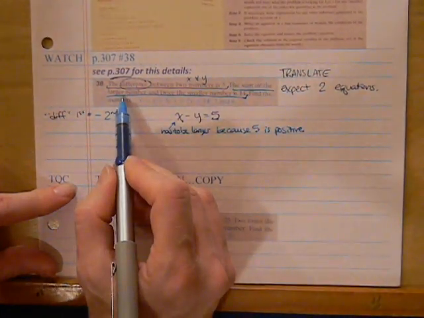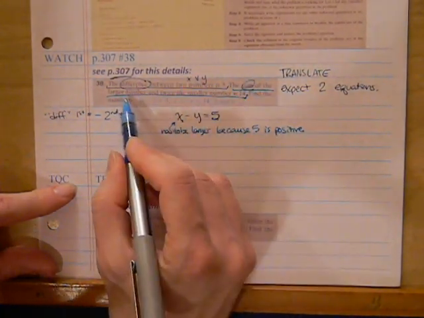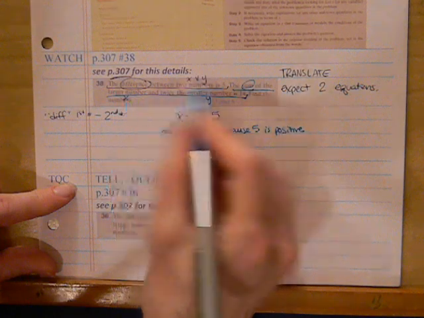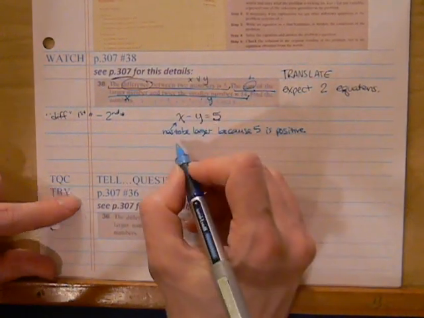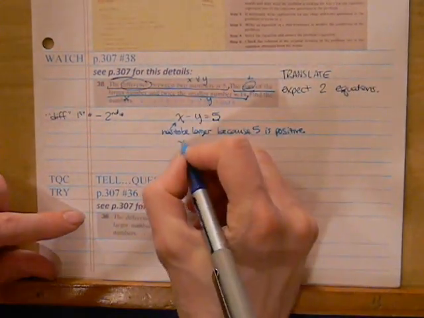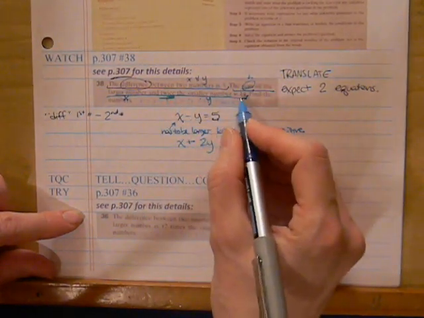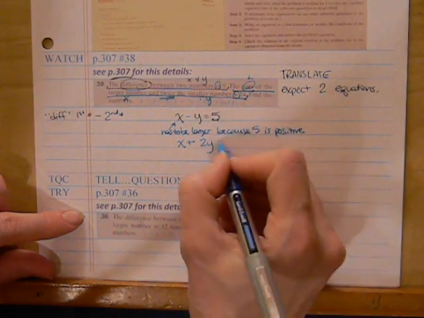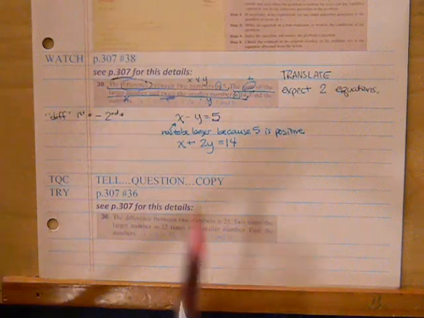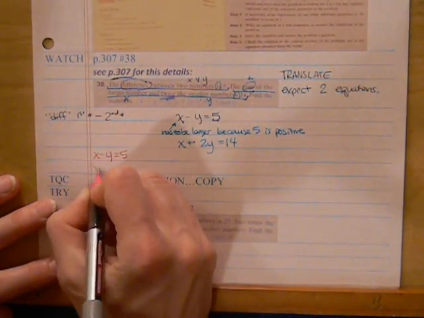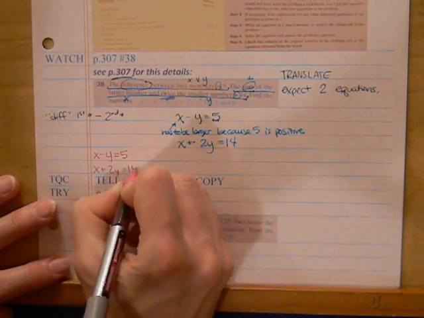So we're going to take the sum of the larger number and twice the smaller number. So our larger number is going to be x, our smaller number is going to be y. The sum means we're going to be adding, so our second equation is going to be x plus 2y, twice the smaller number, is 14. The is in both cases gives you your equal sign. And there is our system. x minus y equals 5 and x plus 2y equals 14.